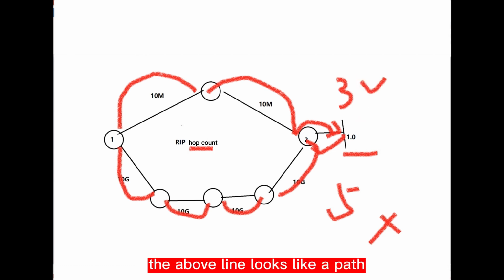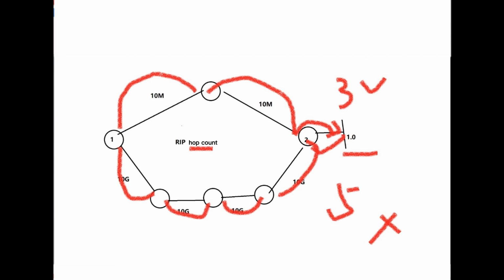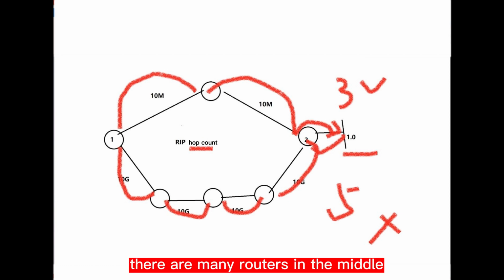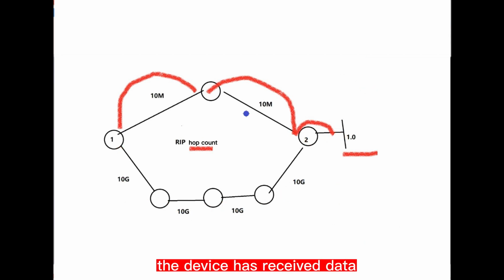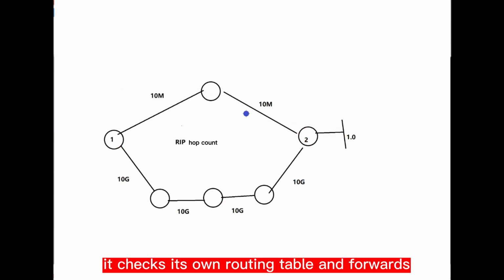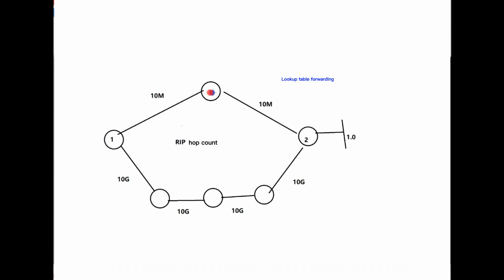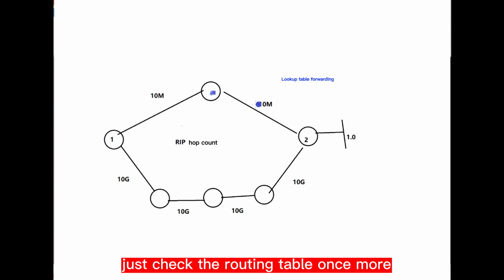The above line looks like a path, and the line below looks like a big road. But when the data is actually forwarded, the speed between the two must be faster on the one below. There are many routers in the middle, which actually takes more time, mostly due to the time for device table lookup and forwarding. When the device has received data, it checks its own routing table and forwards. This time does go through one more router, just checking the routing table once more. That will be relatively slow.